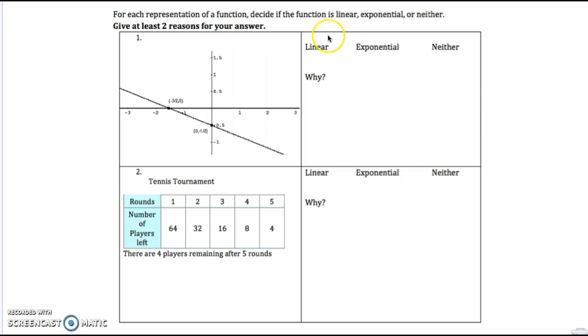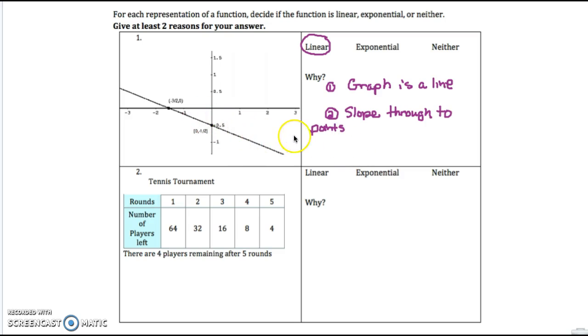Well, looking at number 1, I hope your brain is screaming linear because it's a line. That's one reason right there. The graph is a line, and it has a constant slope. It's going through 2 points, and it looks like we could find the slope between those 2 points. And you could even find that slope.